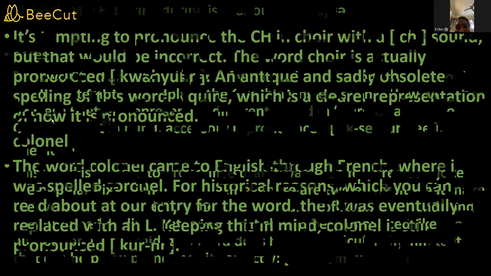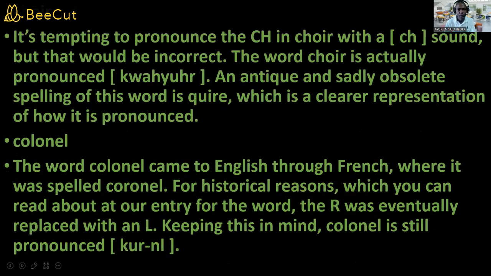Honemone. Now, we have another word which starts with CH. A word that starts with CH is like chair, which comes with the sound CH. So it's tempting to pronounce the CH in inquire with the CH sound, but that will be incorrect. The word is actually choir.